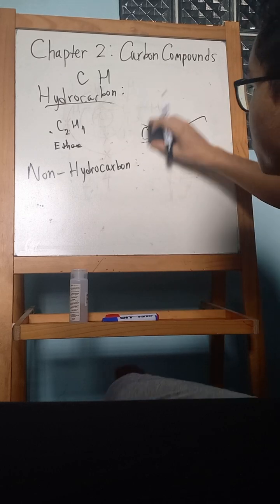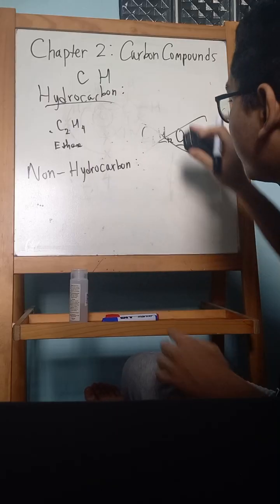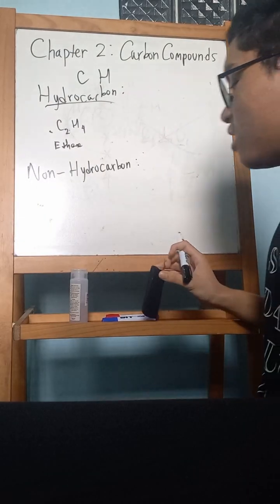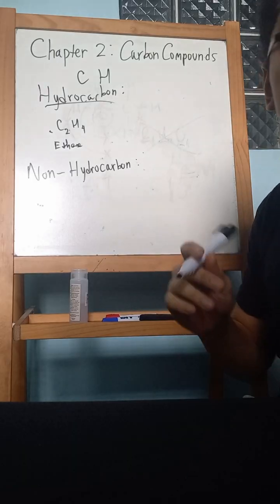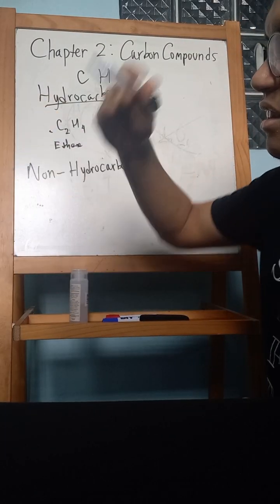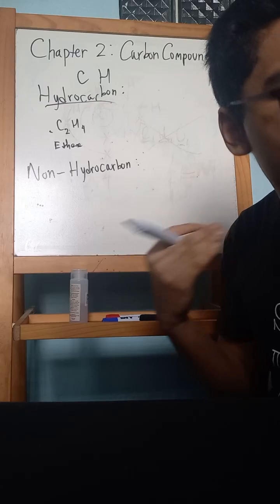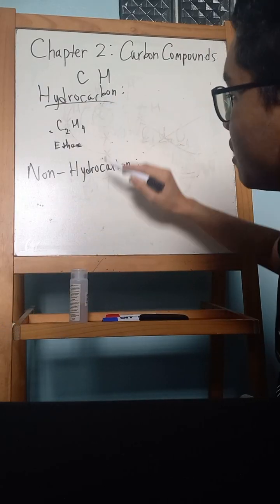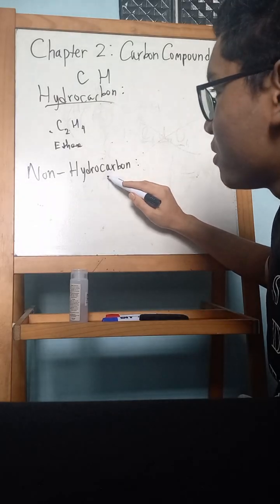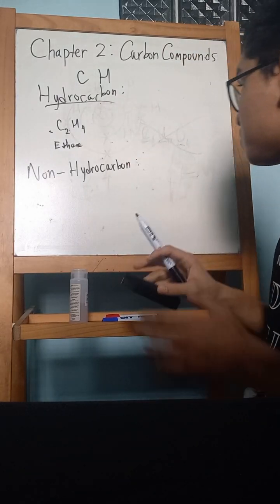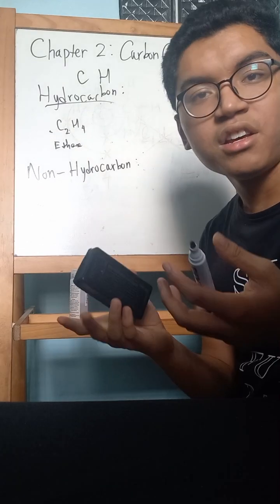So what I'm trying to say is that non-hydrocarbons are compounds that can have carbon and hydrogen, but they must have something else in the mix. This is hydrogen and carbon only. This is hydrogen, carbon, maybe some other things in it. Okay, I bet you can understand that.